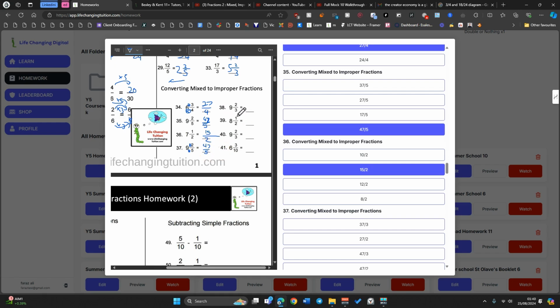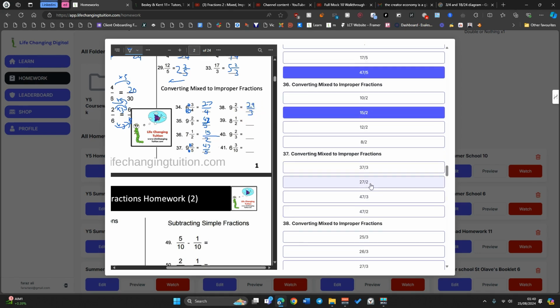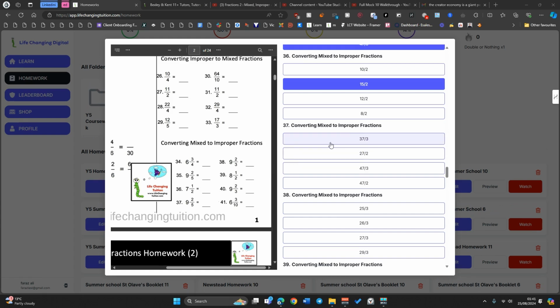Question 38. 3 times 9, add the 2. So 3 times 9 is 27, add the 2 is 29, and over 3 again. So 29 over 3. Looks like that isn't an option here. Yeah, that must be a mistake there. My bad, I didn't enter in question 37 here.